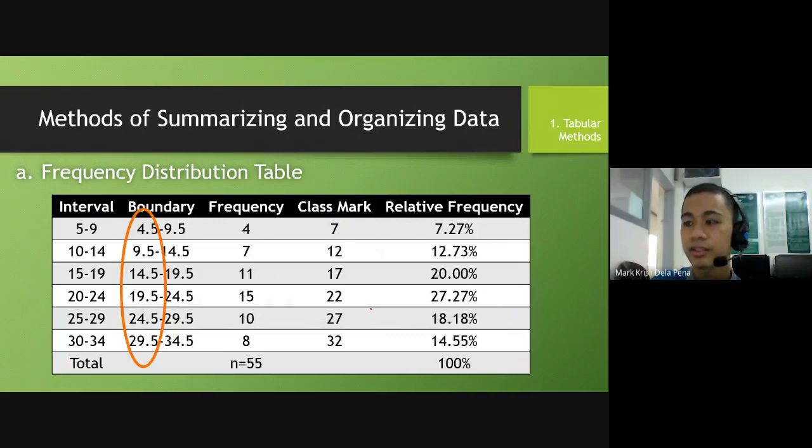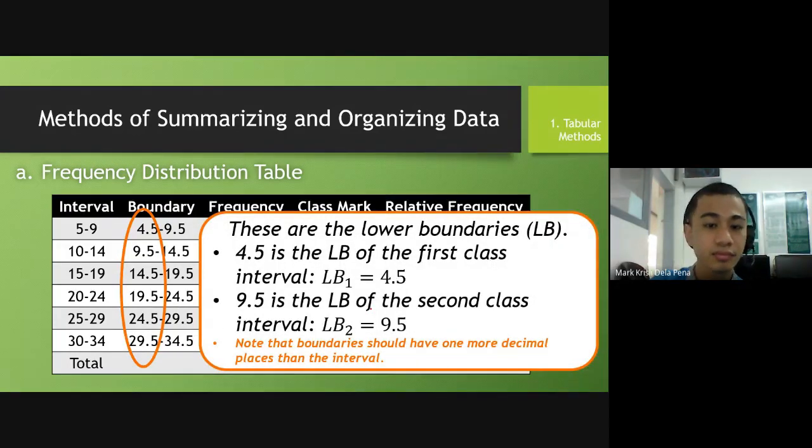Next parts are the boundaries. We have the lower class boundaries. For the first class interval, our lower class boundary is 4.5. As you can see, our boundaries have one more decimal place compared to our intervals. That's the rule: you have to have one more decimal place compared to the class interval. Then how do you calculate the class boundaries? You just add the upper limit of this class interval to the lower limit of the next class interval and divide it by 2. So that's 9 plus 10, which is 19, divided by 2, and you have 9.5. Then you just subtract the class width from 9.5, and you will get 4.5.